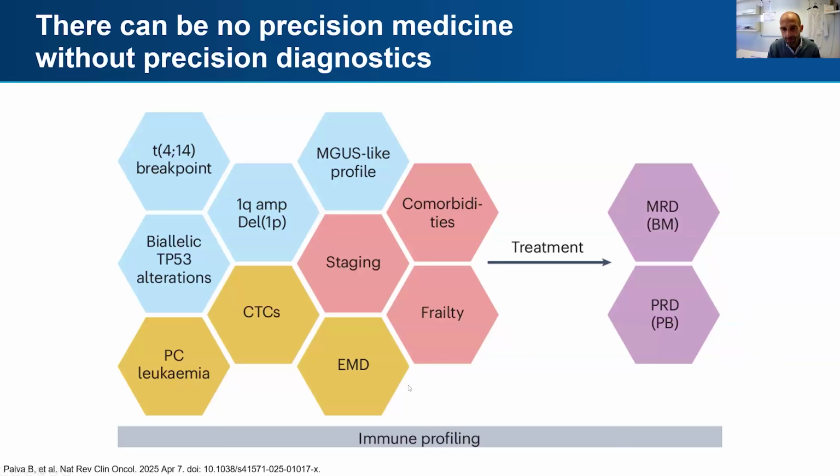I always end my presentations by saying that there can be no precision medicine, no individualized approaches, without precision diagnostics. I do believe that among many factors that should be considered towards precision diagnostics, there will be for sure room for MRD assessment in the marrow and hopefully more and more PRD assessment in the peripheral blood.